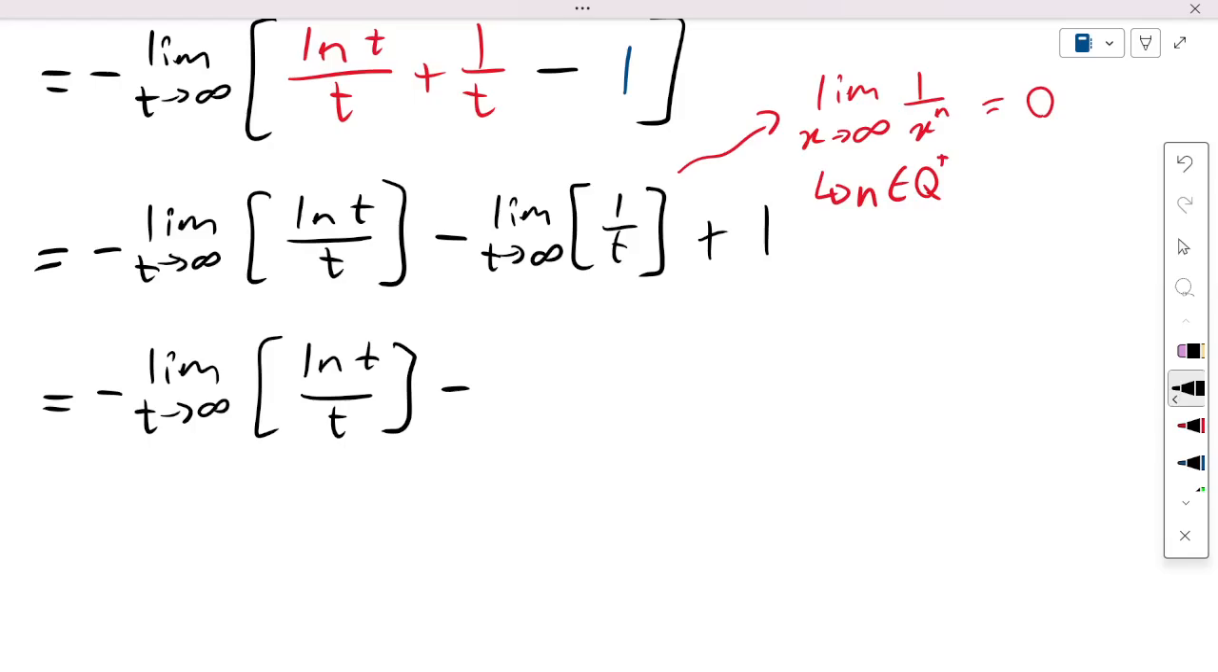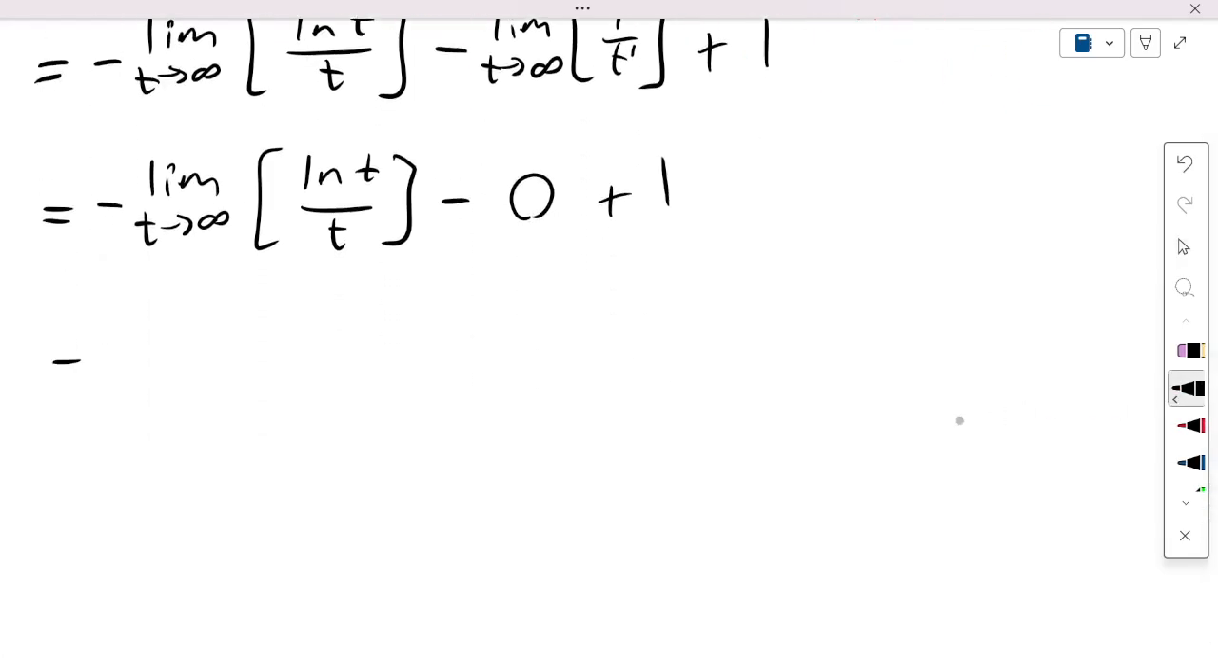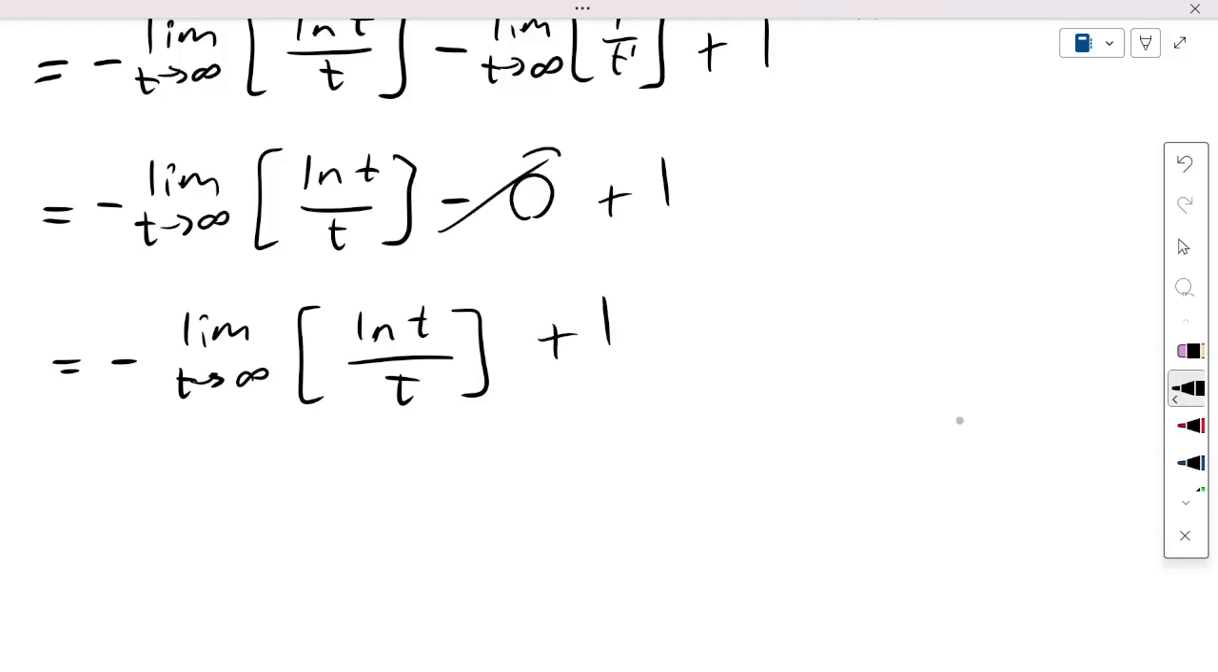So basically what we are saying over here is if we take the limit into this, because t has a positive integer exponent of 1, therefore this answer will just be equal to 0. And this is plus 1. And then what we are left with is negative limit as t approaches infinity of the natural log of t over t, plus 1, because we don't count this 0. We're just going to cancel it.